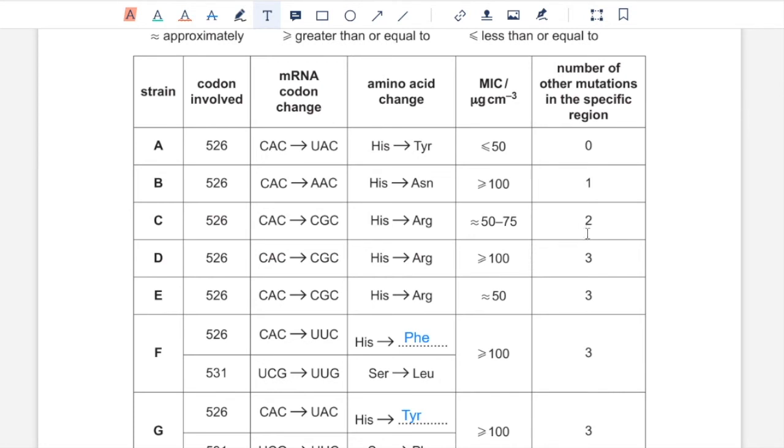Now, some of these other mutations involved in C, D, and E might cause greater changes to the shape of the beta subunit, such that it affects the area where rifampicin was supposed to bind, and others might not cause such a great change, like D and E. Despite having equal numbers of other mutations, D has greater resistance to rifampicin. That could mean that the mutation involved in D causes greater change to the shape of the side of the enzyme where rifampicin was supposed to bind, and is now no longer able to do so, while mutations in E and C do not cause such a great change.